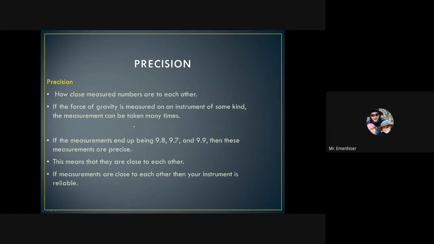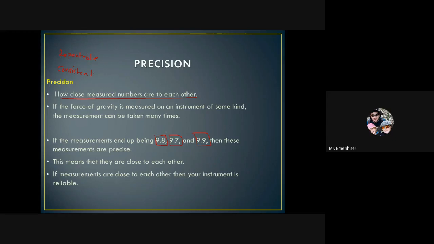All right, now precision is how close measured numbers come to each other. All right, so let's say again, if I'm measuring the force of gravity, I'm doing it in the lab. Here are my measurements. I get 9.8, and then 9.7, and then 9.9. Right? You want to do it several times and see if your measurements are consistent. And precision is another word for consistent. Right? Repeatable is another word.